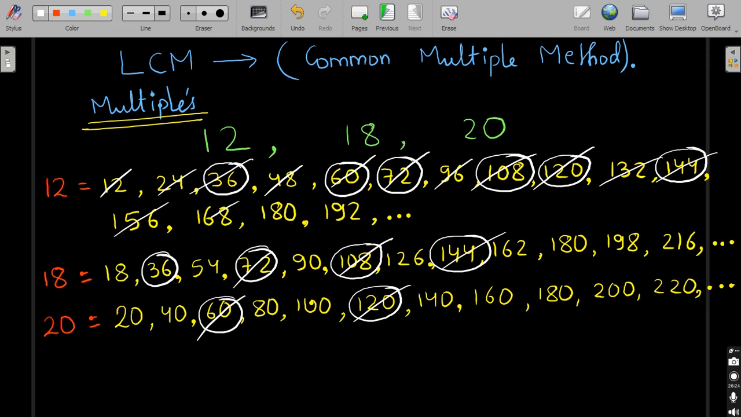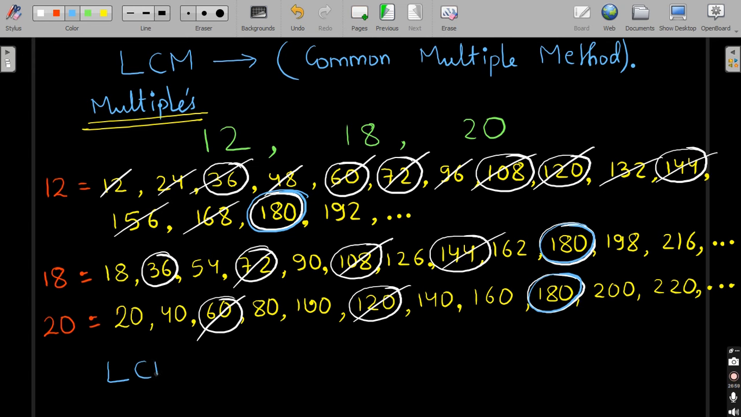Again 168, no. 180, yes, 180 is there. So let me check it. 180 is here in the 18 table also, 180 is in the 20 table also. Super, we got a perfect match. This is our first number. As you are able to see here, we got our correct answer, that is 180, 180, again 180. So now we will stop because it's the lowest and the first we found.